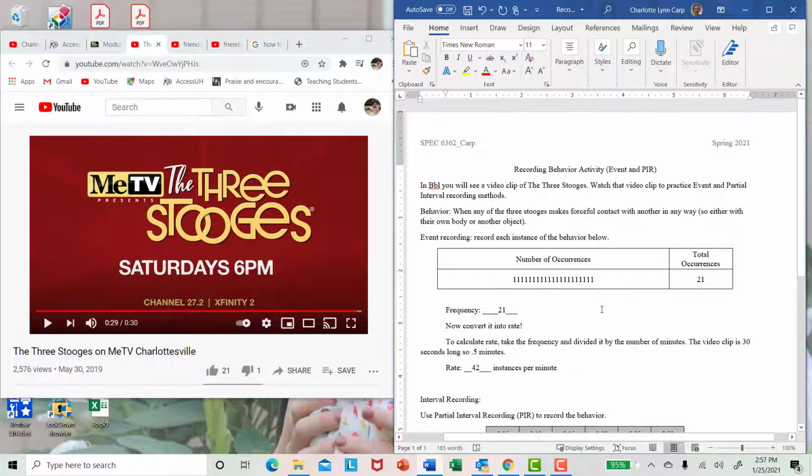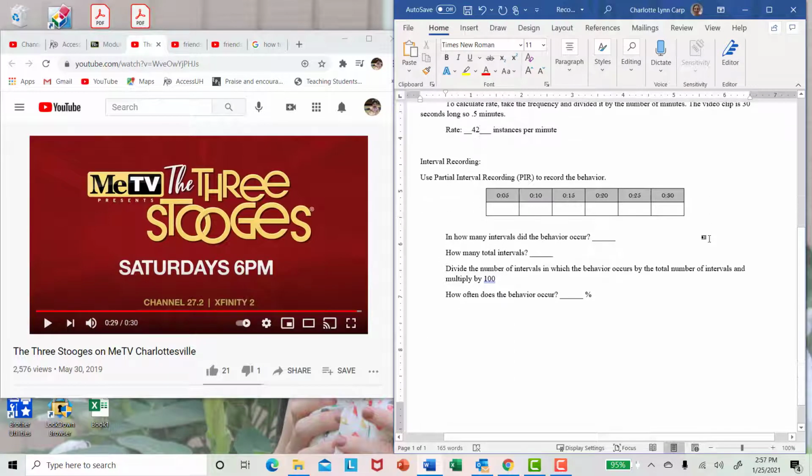All right, so let's go down to interval recording. And we have, like I said, a 30-second observation period divided into intervals of 5 seconds. And with partial interval recording, as long as the behavior occurs, you record a plus. So let's watch this again, and we're going to go through it with intervals.